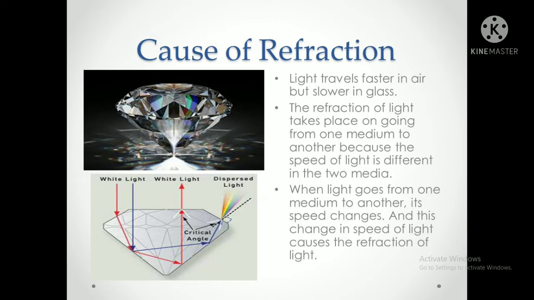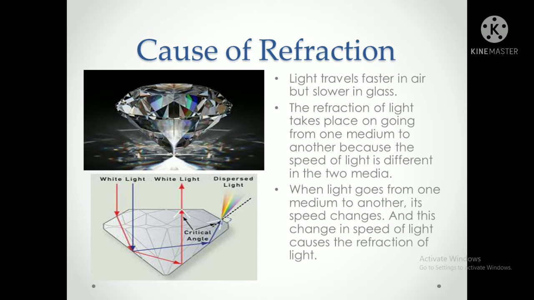Refraction of light takes place on going from one medium to another because the speed of light is different in the two media. When light goes from one medium to another, its speed changes, and this change in speed causes the refraction of light. So this is mainly the cause of refraction.